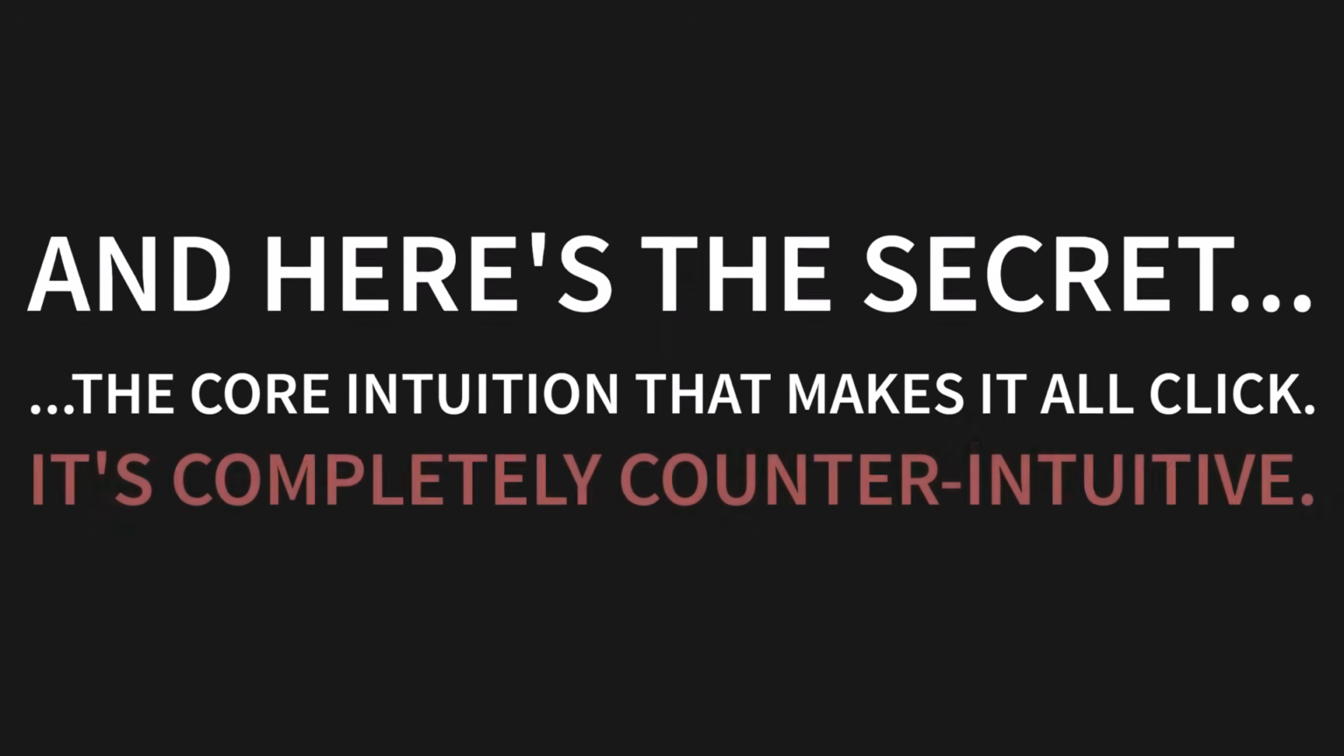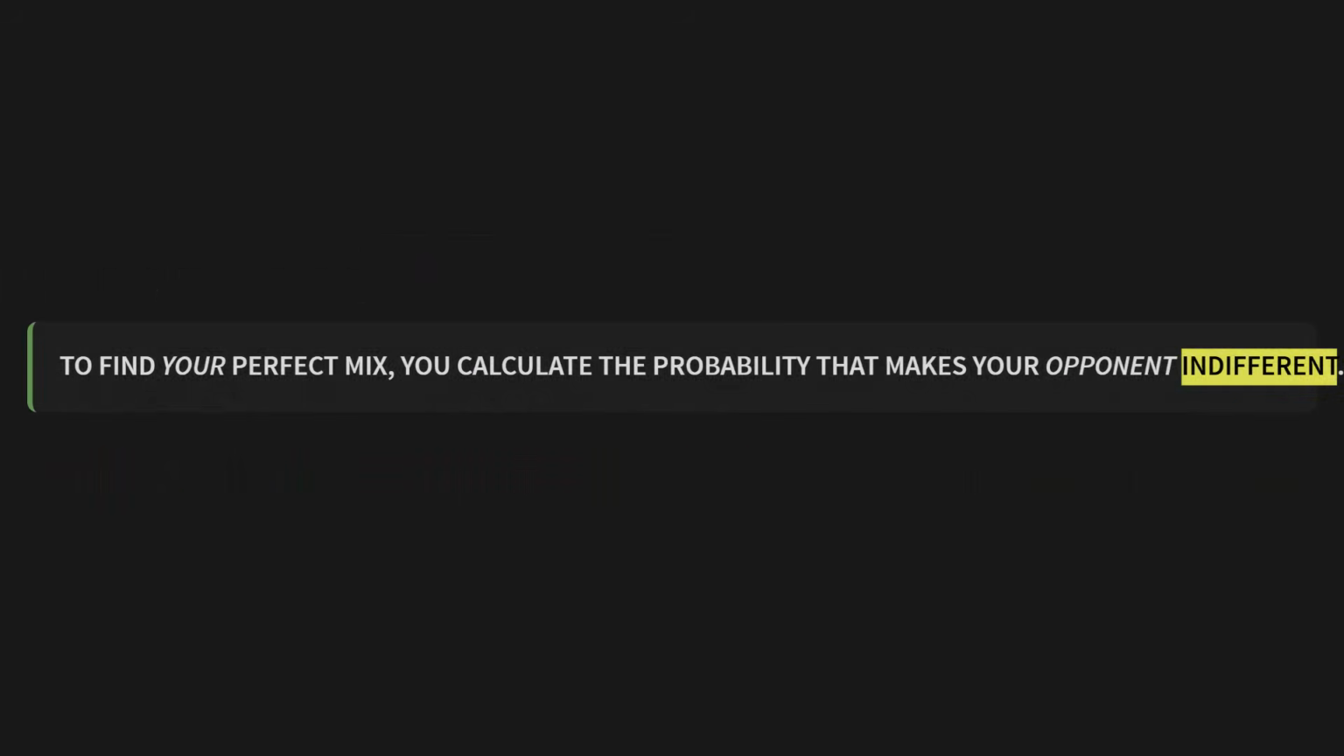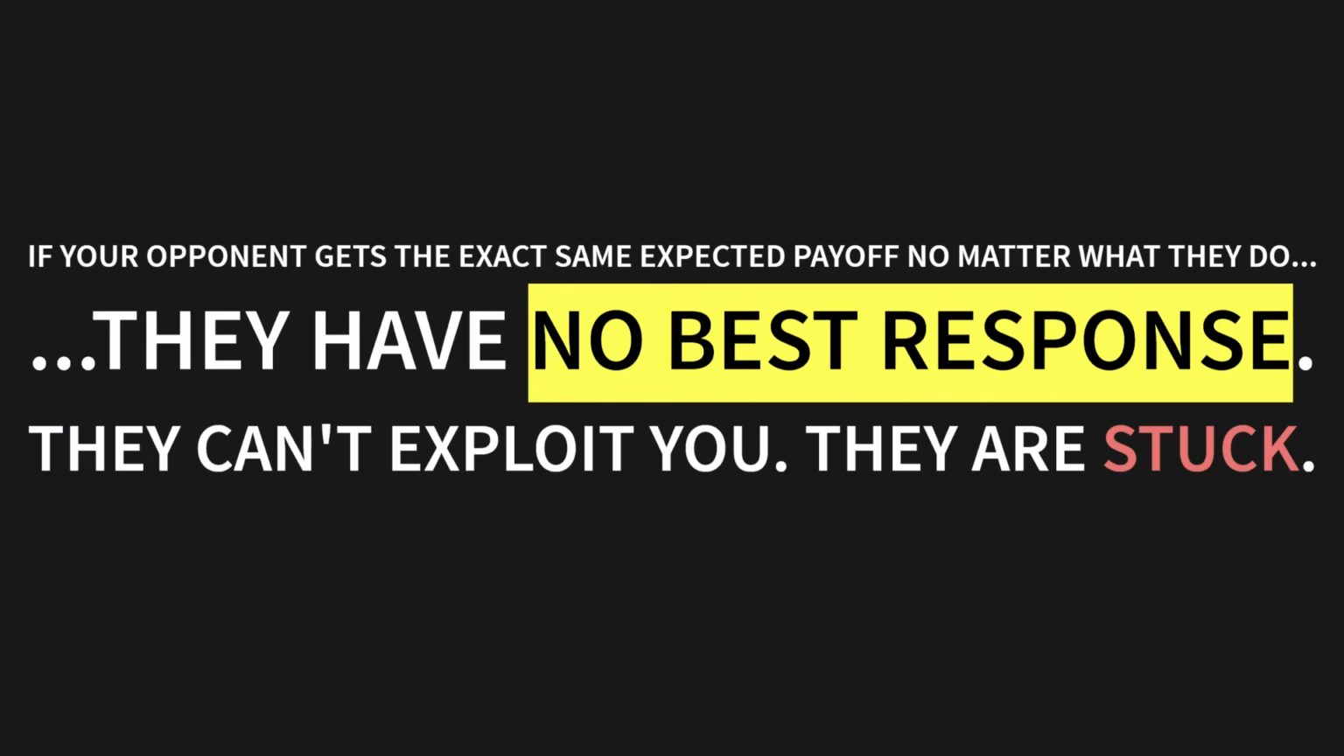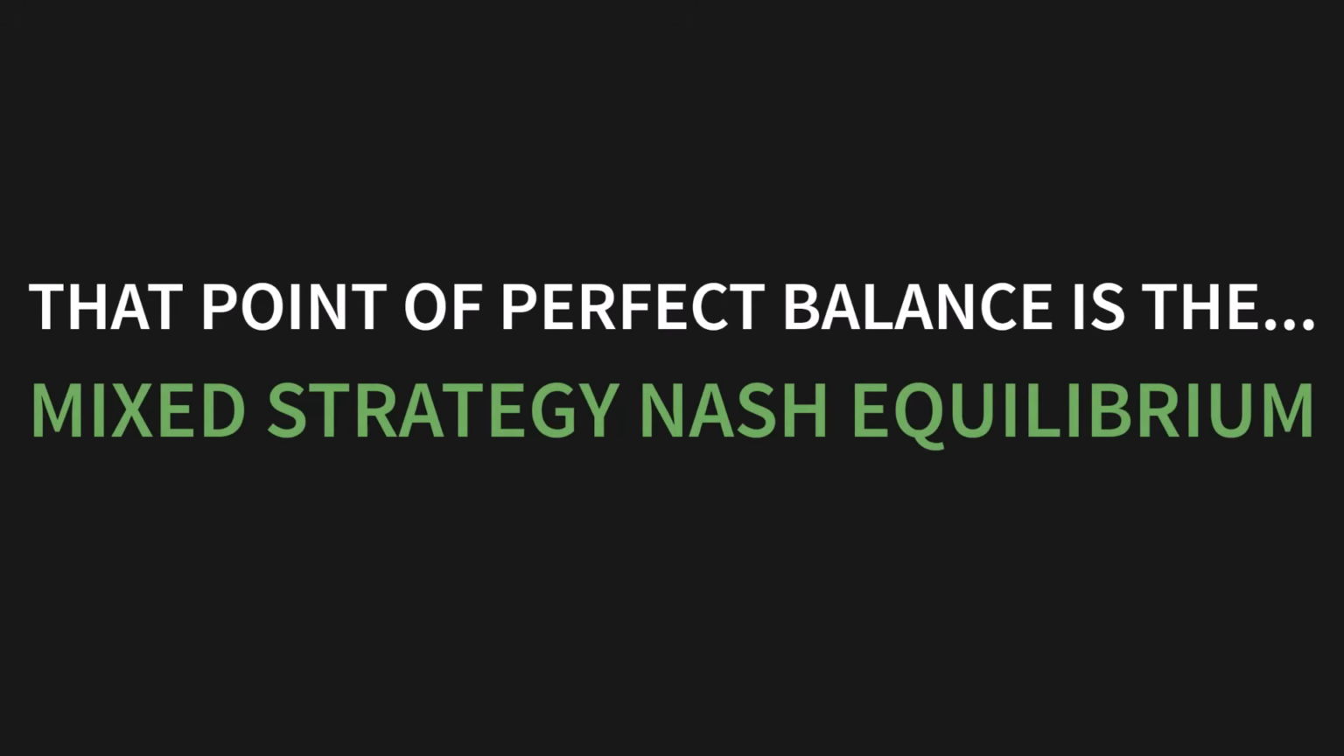It's completely counterintuitive. To find your perfect mix, you calculate the probability that makes your opponent indifferent. If your opponent gets the exact same expected payoff no matter what they do, they have no best response. They can't exploit you. They are stuck. That point of perfect balance is the mixed strategy Nash Equilibrium.